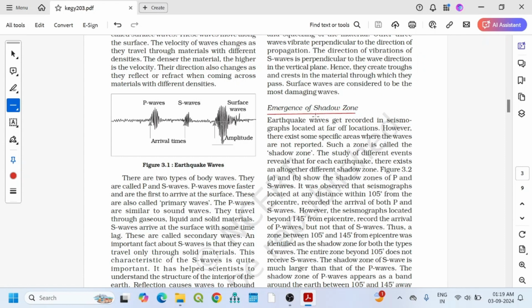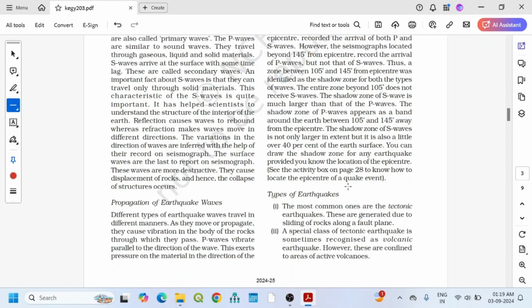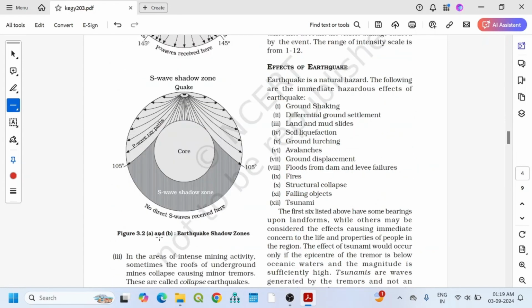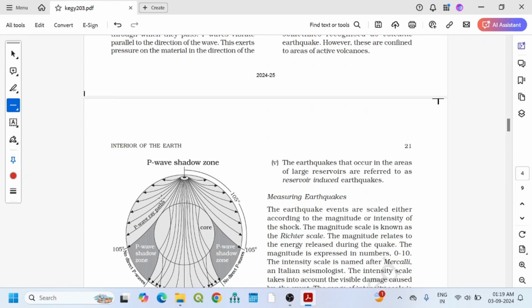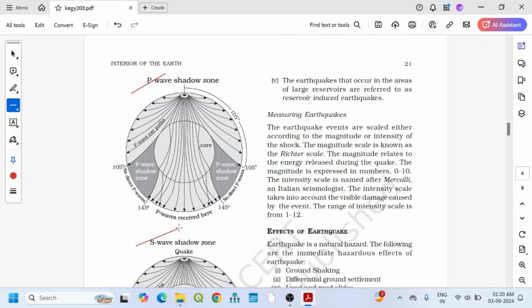Emergence of shadow zone. Earthquake waves get recorded in seismographs located at far-off locations. However, there exist some specific areas where the waves are not reported. Such a zone is called a shadow zone. The study of different events reveals that for each earthquake there exists an altogether different shadow zone. In figure 3.2, this figure shows the shadow zone of P waves and S waves.